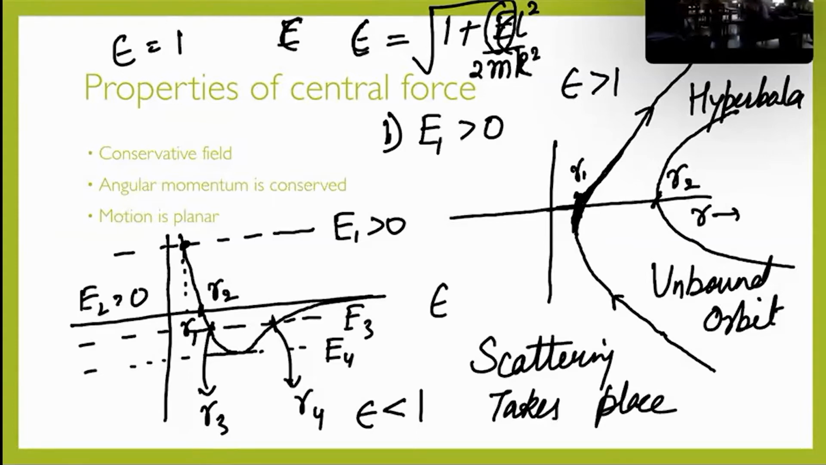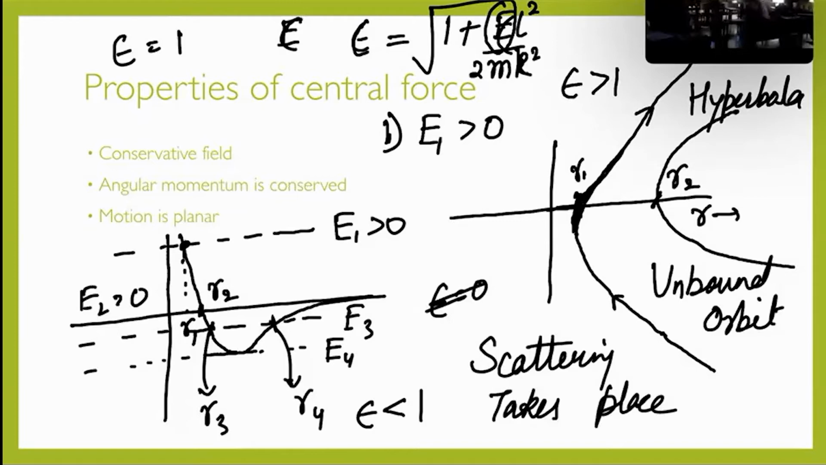I'm saying eccentricity is less than 1. It can be an ellipse, and when eccentricity is 0, then it is a circular orbit. Yes, this is an ellipse. Correct. And the motion is bound, as you can see.